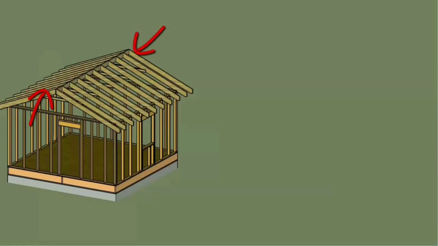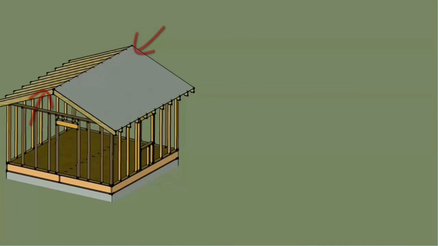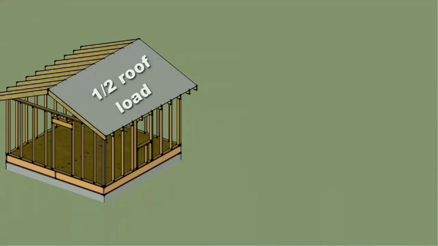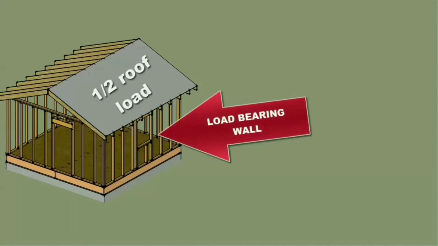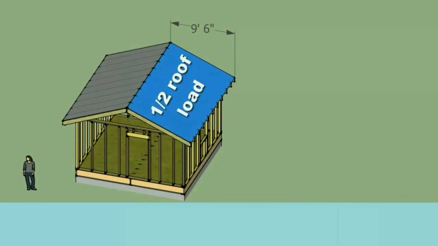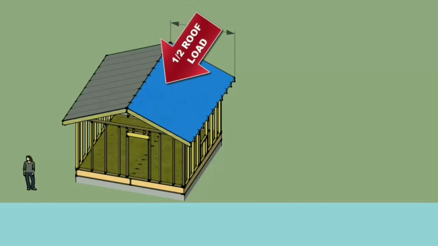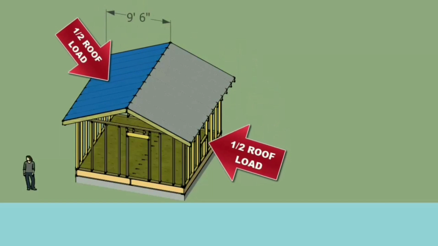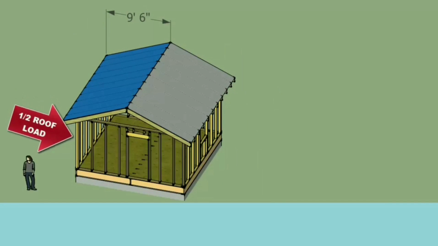To calculate tributary width for trusses and rafters, which transfer loads to exterior walls, we measure horizontally from the ridge to the edge of the roof. Note that we measure half of the roof width because half the roof transfers its loads to one support wall and the other half transfers its load to the other support wall. We include eaves in this calculation. Later we will look at eaves separately.